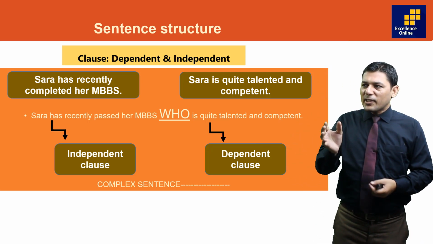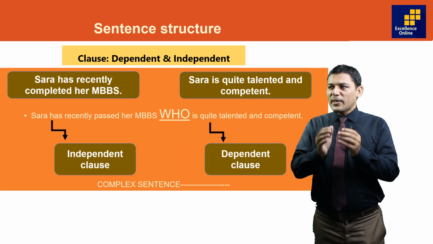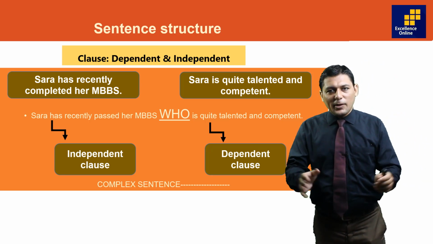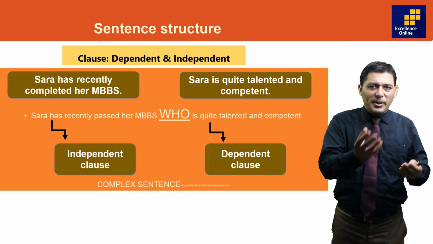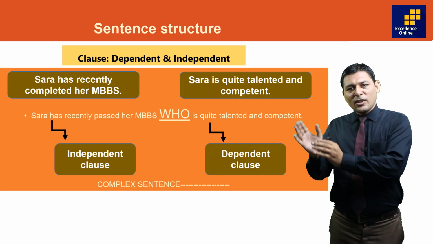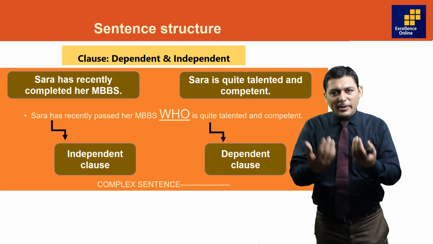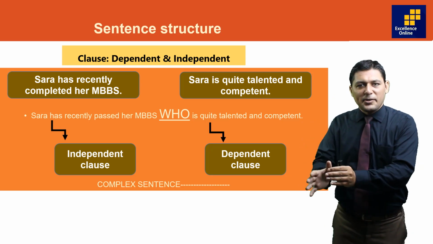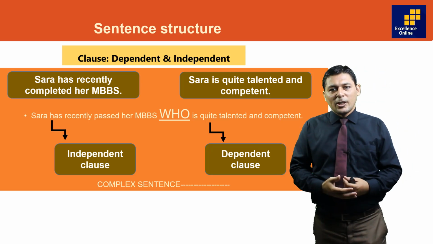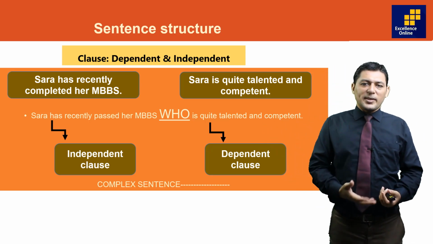Sarah has recently completed her MBBS. So we have one sentence. Sarah is the subject, and the remaining part is the predicate part. It has complete meaning and sense, a complete sentence. Second, Sarah is quite talented and competent. That is the second sentence. So we have 2 sentences, and both are simple sentences.